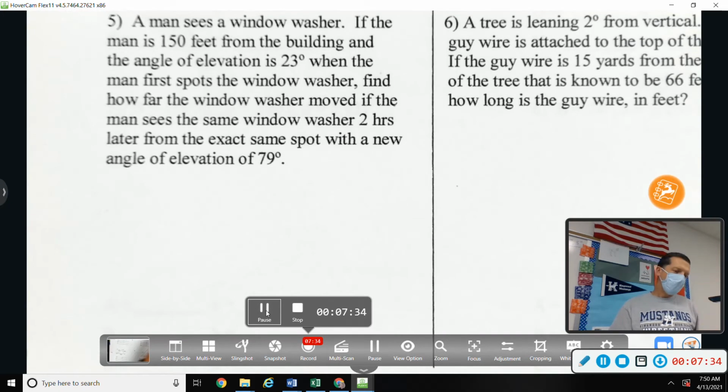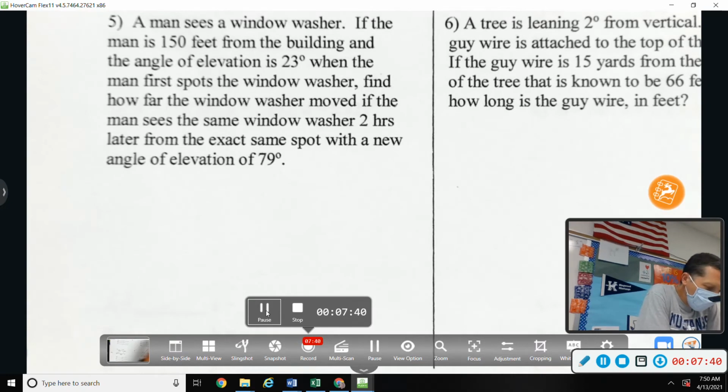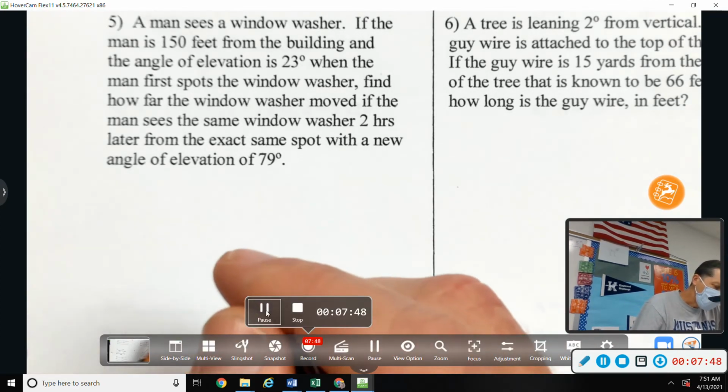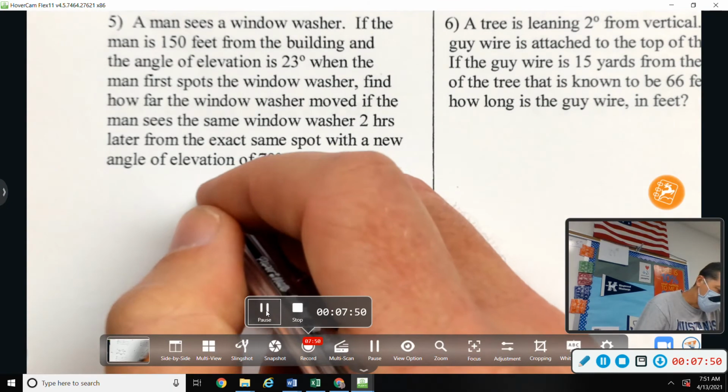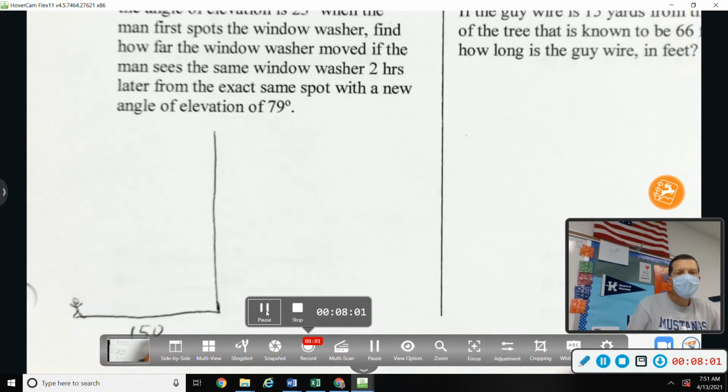Number 5. Then we'll do one off the actual assignment together. A man sees a window washer. The man is 150 feet from the building, and the angle of elevation is 23 degrees when the man first spots the window washer. Okay, so here's my man down there staring up at the window washer.